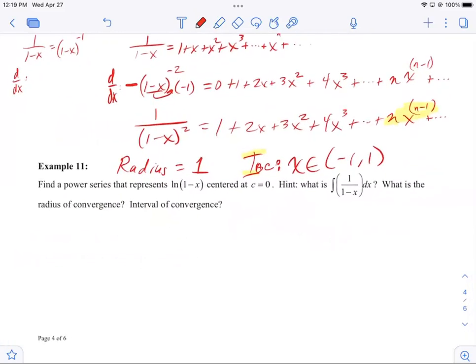Try example 11 on your own. Very, very similar. Find a power series for the natural log of 1 minus x centered at 0. And your hint is, what's the antiderivative of that? Okay, try that on your own. Interval, radius, convergence, go. All right, let's see what we do.